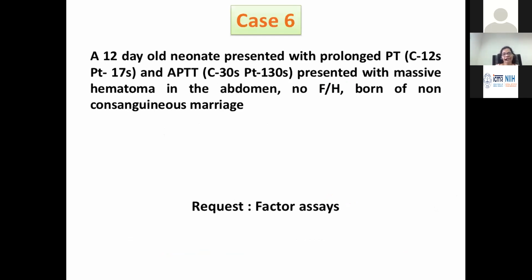Case 6, this is all about neonates, because many of the patients are misdiagnosed because of all these erratic, prolonged values in the neonate. A 12-day-old neonate presented with prolonged PT, APTT, markedly prolonged, massive hematoma in the abdomen, no family history, non-consanguineous parents.